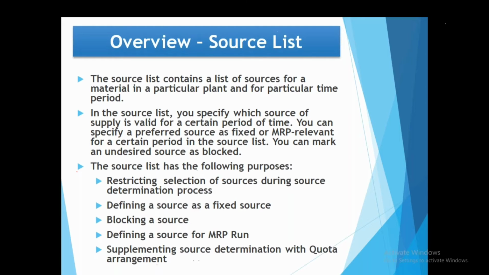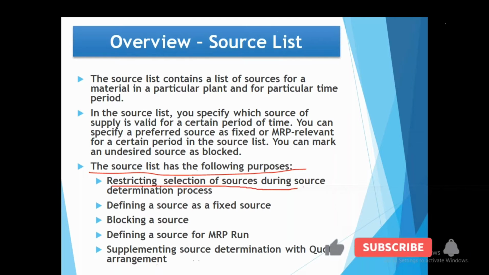Basically, the source list has the following purposes. One is restricting the selection of sources during the source determination process. That means during your procurement process, only certain vendors are selected and used for the procurement of a particular material. That can be done through this source list.